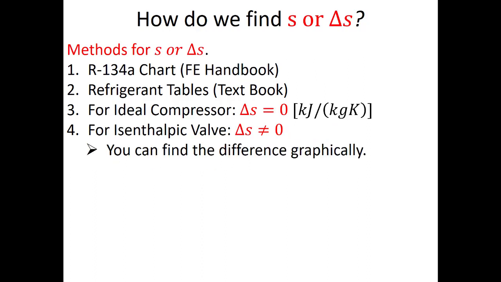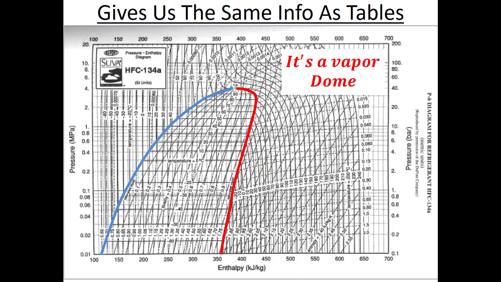If we're trying to find delta S, we can use basically the same methods. But we do have to remember, for that isenthalpic valve, delta S is not equal to 0. If it was a turbine, we would start by saying that it's isentropic, and then we would use a turbine efficiency. But for the valve, there will be a delta S, because really we're setting delta H to be 0. We can find the difference in delta S graphically if we're using the SUVA chart.